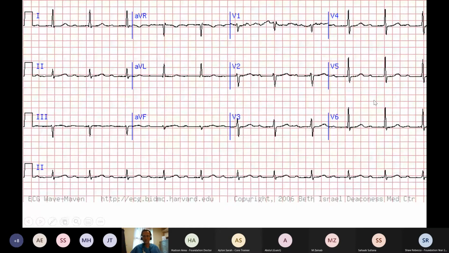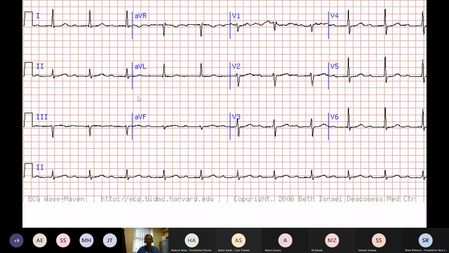I very much want this to be interactive so that we can talk through the ECGs and you can give suggestions as to the diagnoses as we go along. So would anybody like to suggest what is wrong with this ECG? If you just put in the chat, what's the diagnosis on this ECG? When you're asked about an ECG, the first thing to check is the patient's name.